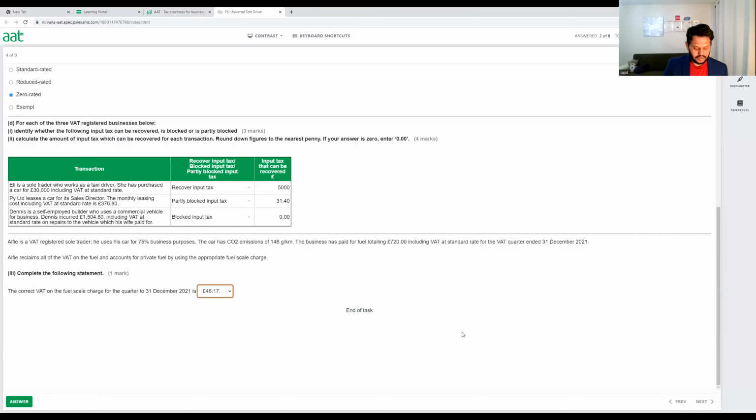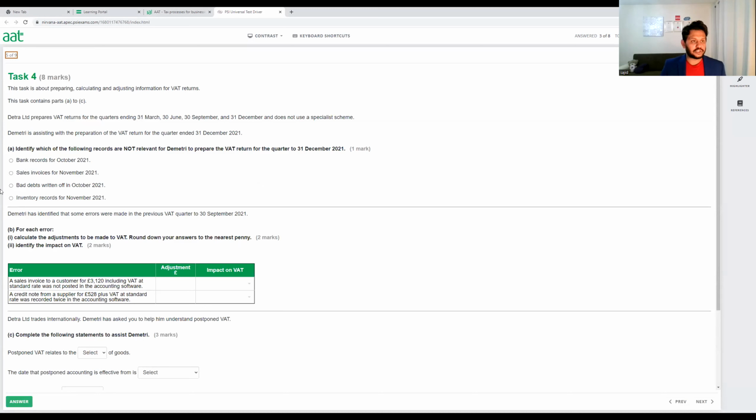All right, let's move to the next one. Task 4, we have here an 8 marks question. Let's read this one. This task is about preparing, calculating, and adjusting information for the VAT return. This task contains parts A to C. Prepare the VAT return for the quarters ending 31st of March, June, September, December, all four quarters, and it does not use a special scheme. So there is no cash accounting scheme, there is no annual accounting scheme. That means the standard scheme, which is 3 months, a quarterly one. D is assisting with the preparation of the VAT return for the quarter ended 31st December 2021.